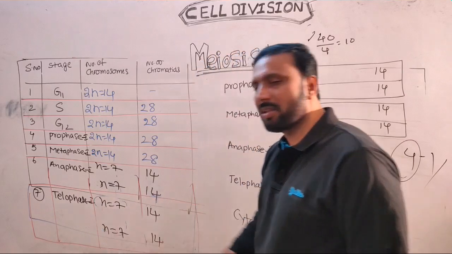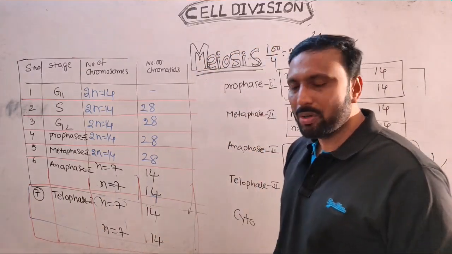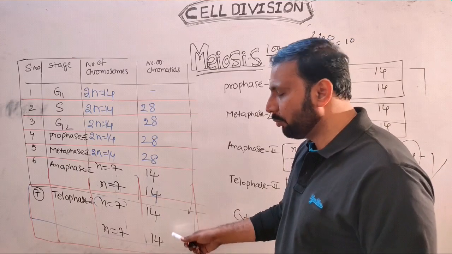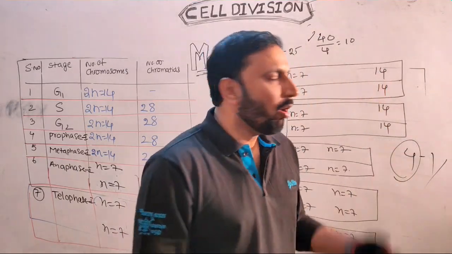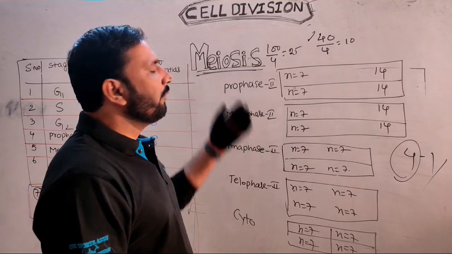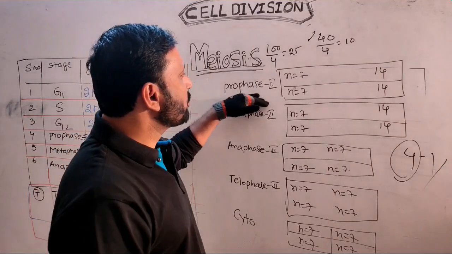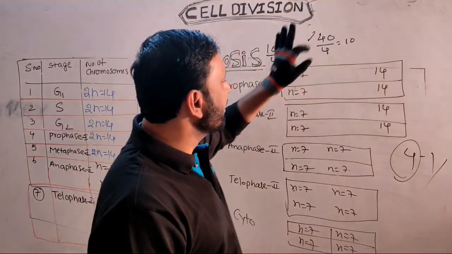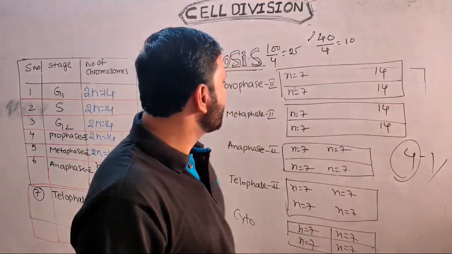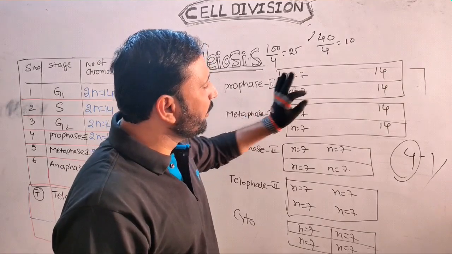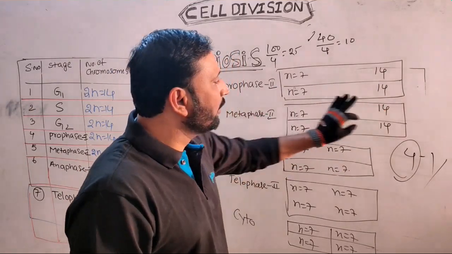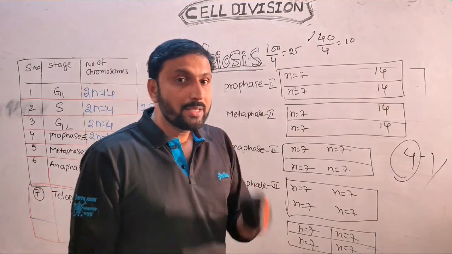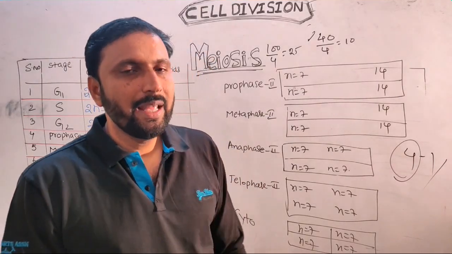Like that in the telophase also, at one pole n equal to 7 chromosomes and another pole 7 chromosomes, but chromatids are 14 and 14. Then after completion of meiosis 1, when you go to meiosis 2, prophase 2, just observe two poles, n equal to 7, 14 chromatids, n equal to 7, 14 chromatids. Like that metaphase 2, two poles, n equal to 7, 14 chromatids each.